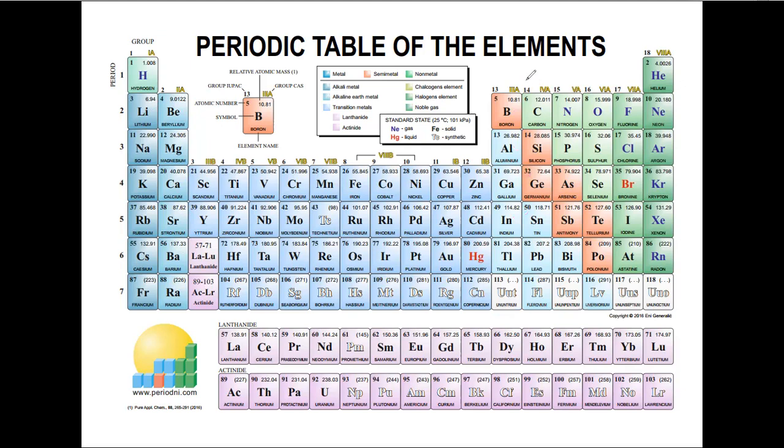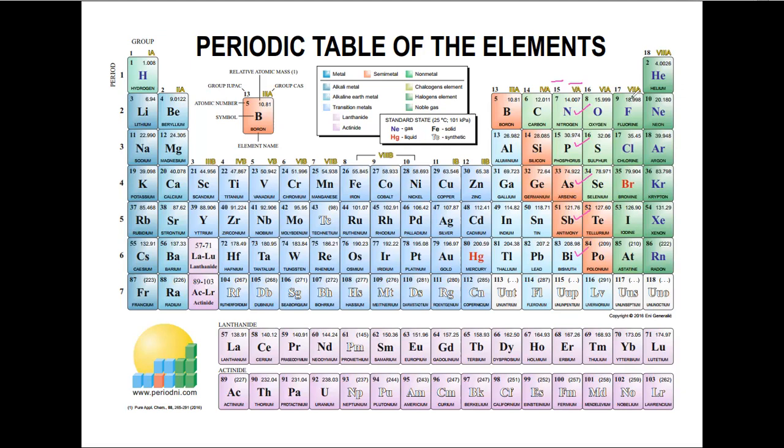Coming to fourth A or 14th group elements. Carbon, silicon, germanium, tin, stannum, lead, plumbum. I told you no in yesterday's class. Then going for fifth A or 15th group. Nitrogen, phosphorus, arsenic, antimony, and then bismuth. Right?